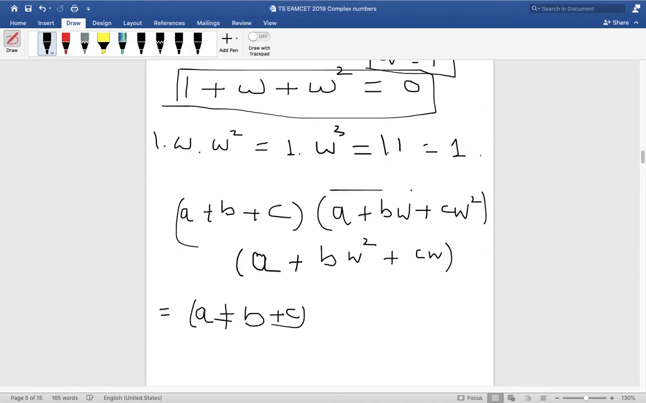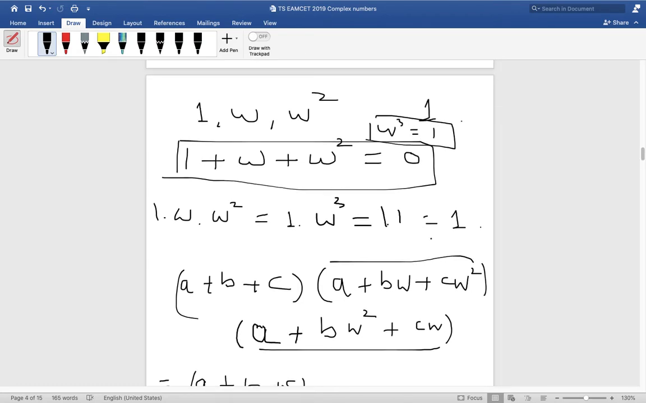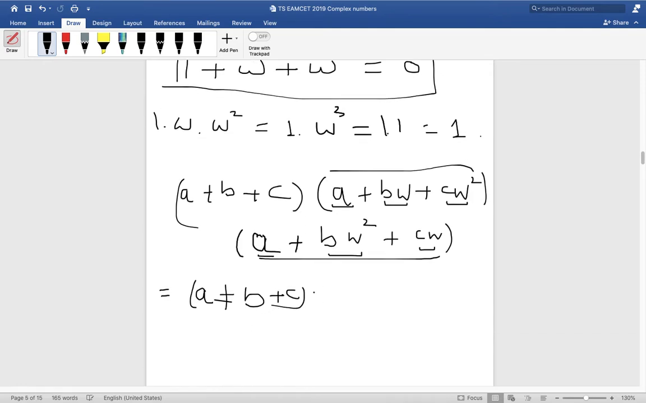So let us multiply these two first. Why do I want to multiply these two first? Because I know that omega times omega square will be omega cube, which is 1. So I have b omega and b omega square. If I multiply these two terms, I will get b square. If I multiply these two terms, I will get c square, because omega cube is 1. These two terms I will get a square. So it will be really easy for me.